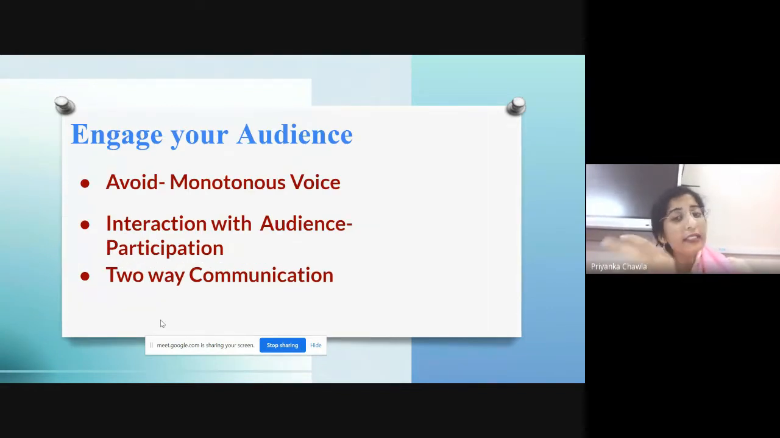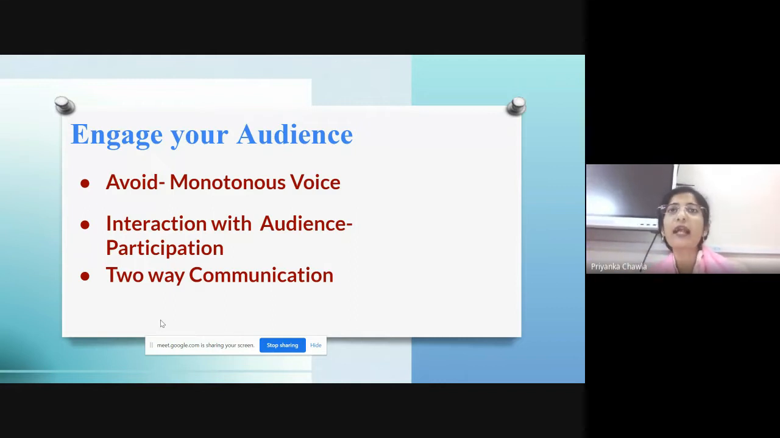Engaging your audience is one of the most difficult tasks, because if your audience gets bored, they either leave the hall or leave the meeting. So while engaging your audience, you have to avoid a monotonous voice. Monotonous voice means do not speak constantly or in low volume. You have to be energetic. Raise your voice. Raise your volume. Have a pitch volume where it is required.